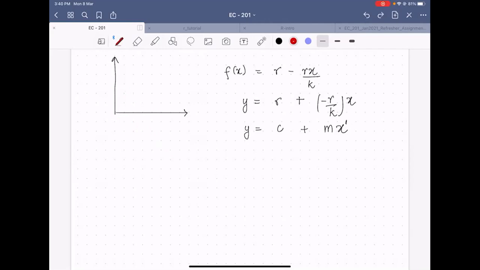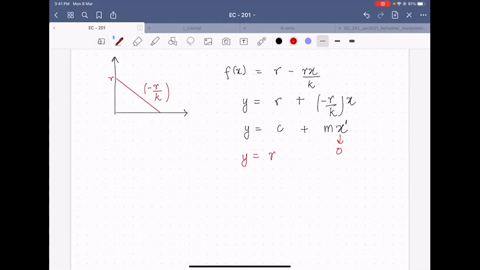So these are very simple tricks that you can try. You can put the value of x equals 0. When x is equal to 0, your y is c, which is here r. So we know that when x is equal to 0, my y would be some r. And from the slope, we know that the slope is minus of r by k. In the question, it is given that both r and k are greater than 0. That is why we can assume that the slope is negative. Great. So we are done with question number 1.